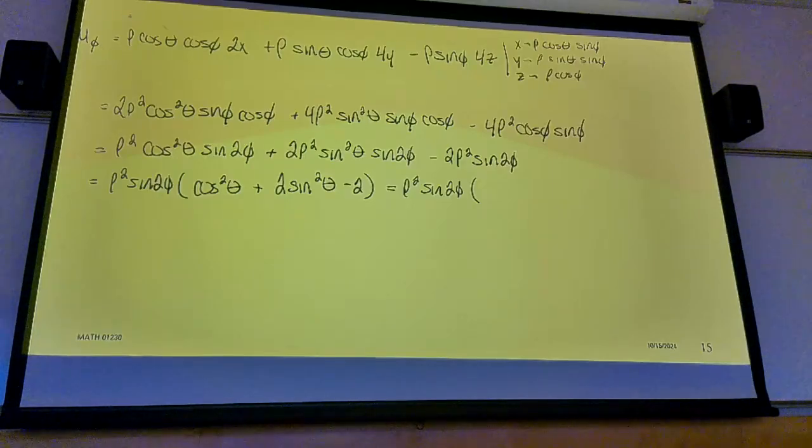Okay. And then we're adding. So 1 minus sine squared theta plus 2 sine squared theta. 1 plus sine squared theta, then you have that minus 2. So sine squared theta minus 1, which is negative cosine squared theta. Oh, that's one. Negative cosine squared. But you did more than you had to do.